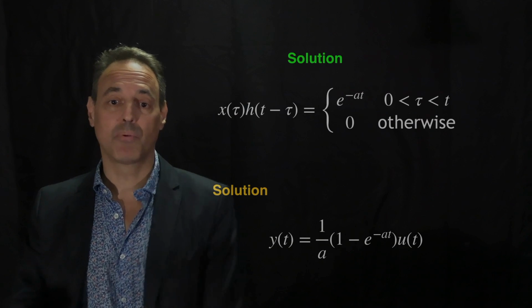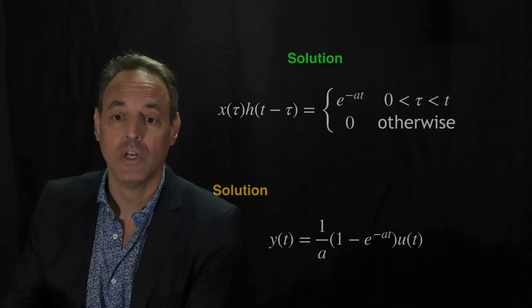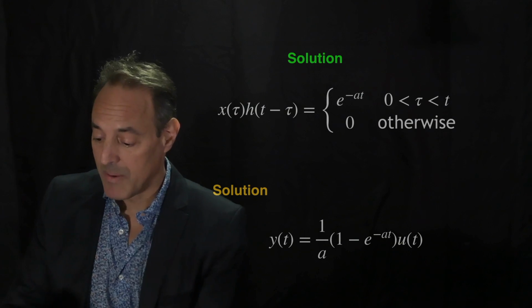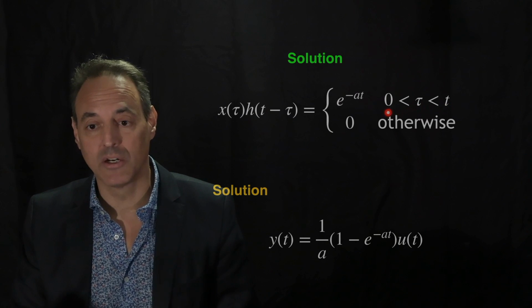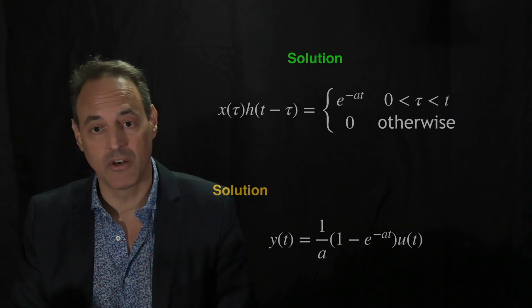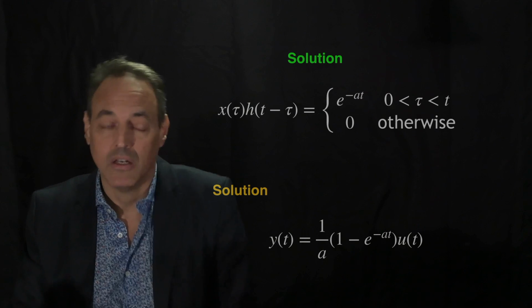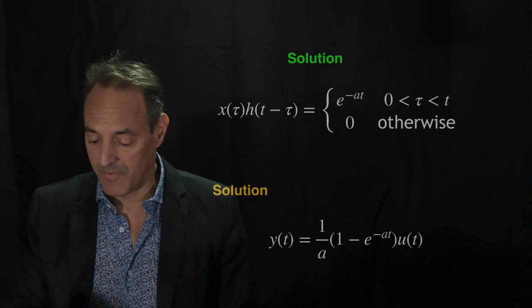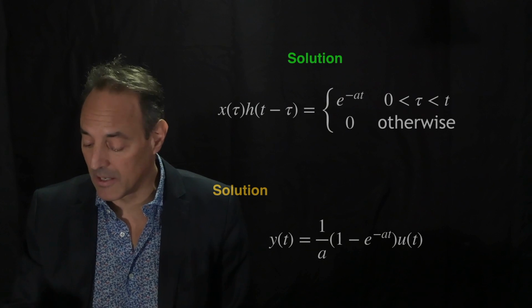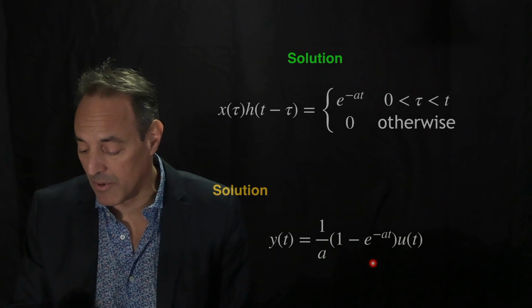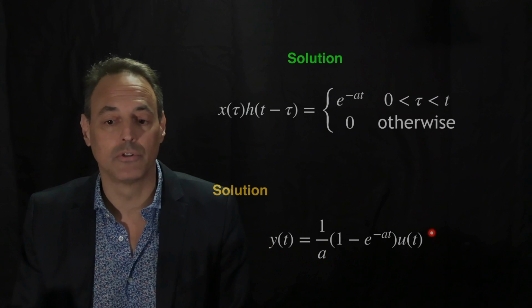So this is a pretty simple integral to do. When you integrate this thing, remember that tau goes from negative infinity to infinity. Well, the only place where it's non-zero is in this region, 0 to t, so that integral becomes from 0 to t of this function. And that's very easy to integrate. The limits are 0 to t, so you can evaluate it to get this solution right here.